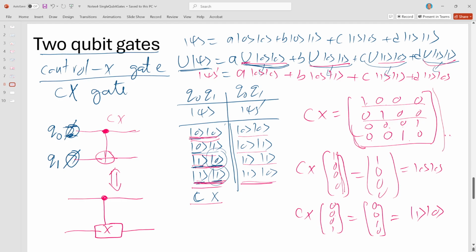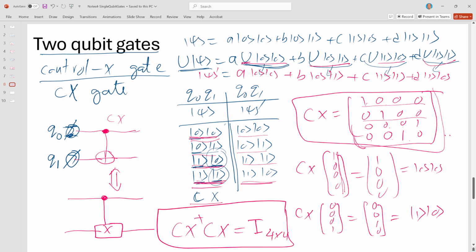So this is the matrix representation for this, and I leave it as a homework exercise to show that its dagger multiplied with it is a 4 by 4 identity matrix.